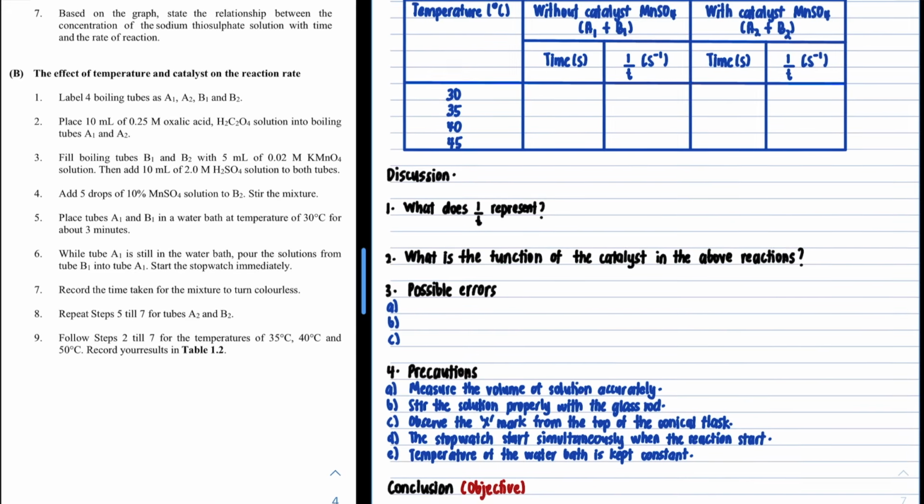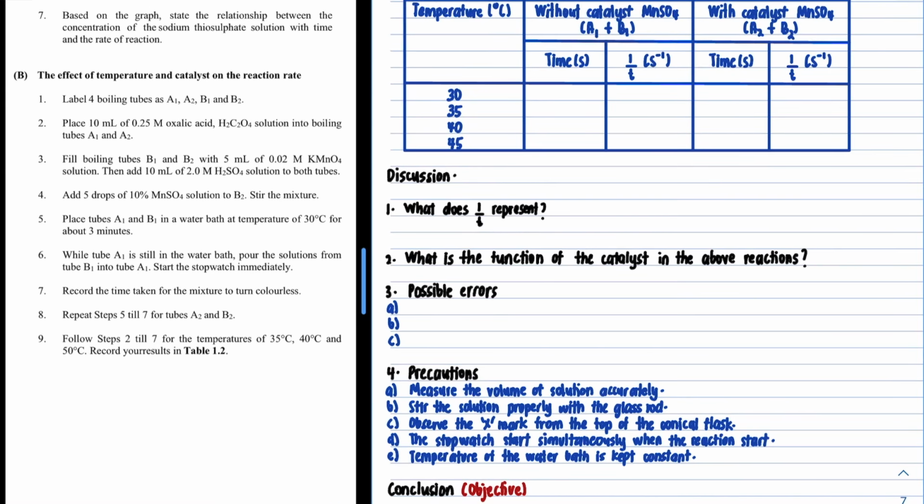Again, the possible error, you could take it from here. For example, for the precaution to measure the volume of solution accurately, the possible error is that you do not measure the volume accurately, or do not stir the solution properly. I don't want the answer to be parallax error. For those who write down parallax error, I'm just going to write down no, because what does parallax error mean here? You have to be more specific. You could write based upon the procedure itself. So that is for the discussion.